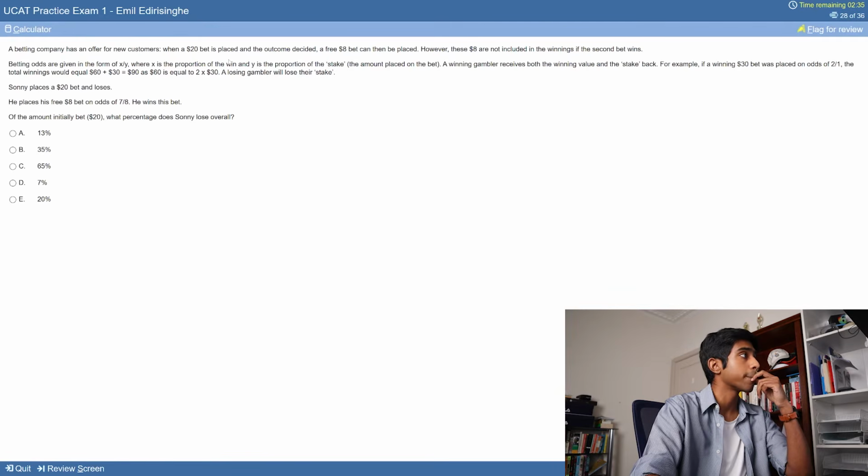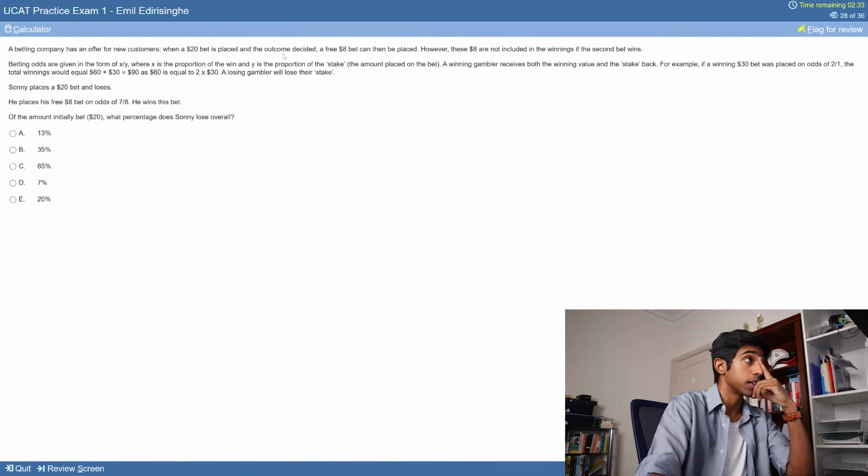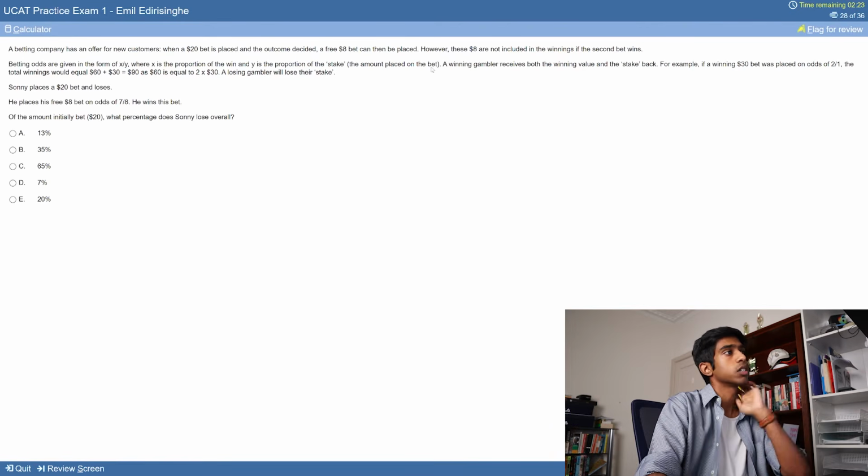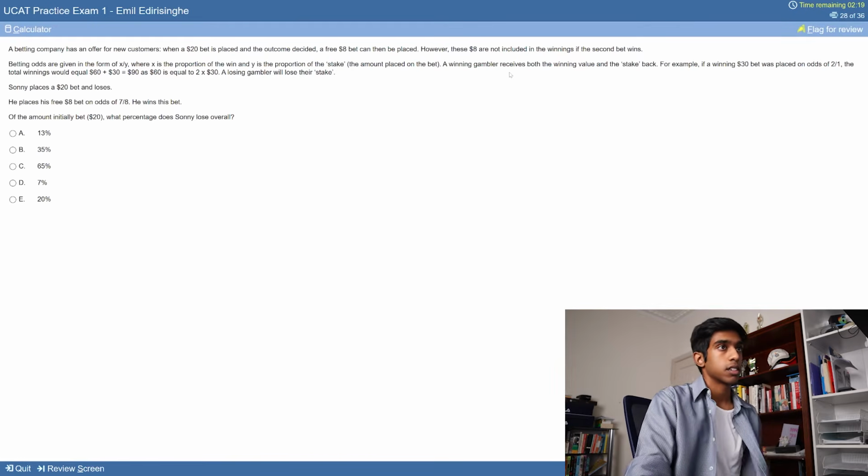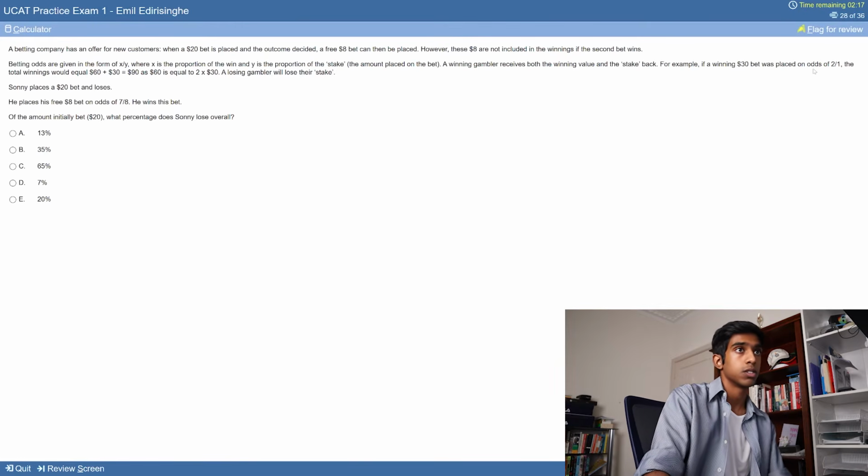Okay. Main company has a new offer for new customers. Alright. $20 bet is placed, outcome decided. Free $8 bet can be placed. If not, these $8 are not included in the winnings. X is a proportional win. Y is a proportion of the stake. Winning gambler receives both the winning value and the stake back. If $30 bet was placed on odds 2 to 1, total winnings would equal.